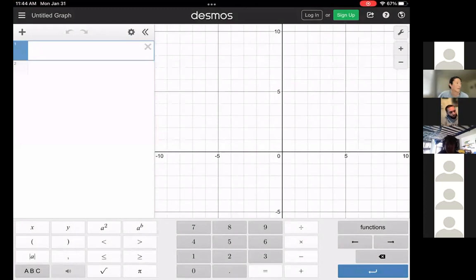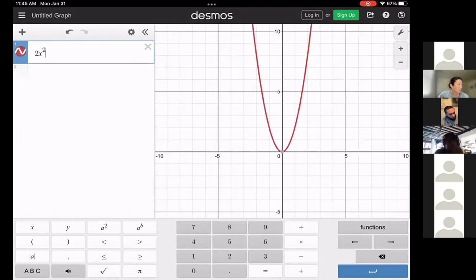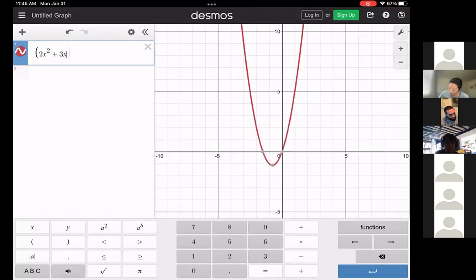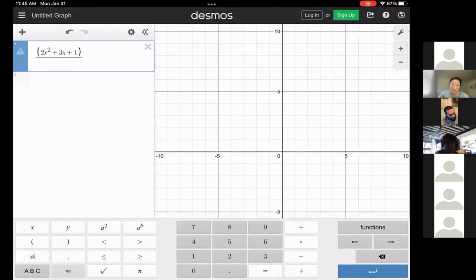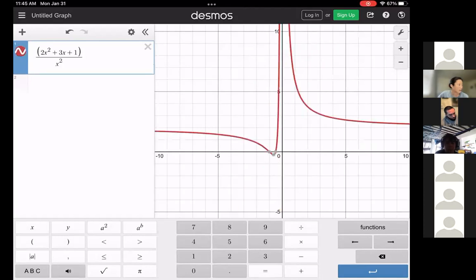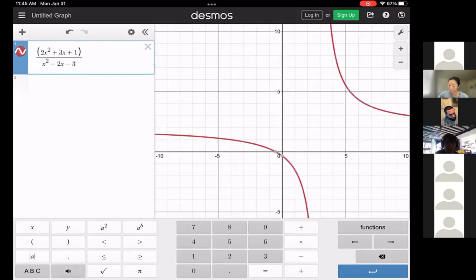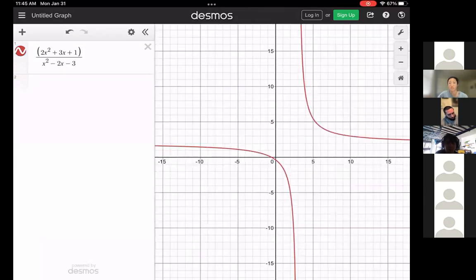But what you can do is type in the equations, right? So in this particular case, we had 2x squared plus 3x plus 1. I'm going to put parentheses around this, and close that parenthesis. And then I'm going to divide it, because that's what the question looks like, by x squared minus 2x minus 3. Okay. And so now we have a picture of what this function looks like.